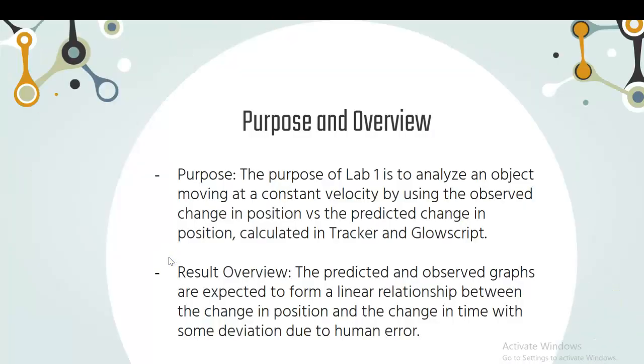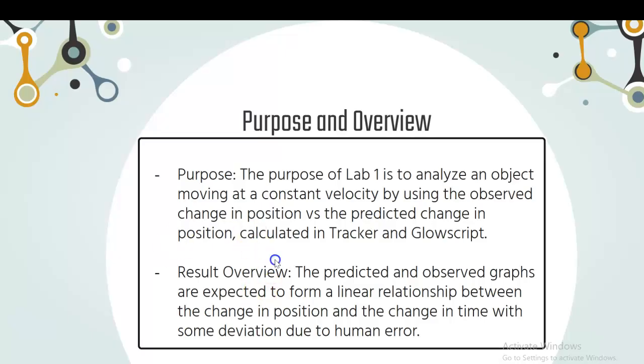The purpose of this lab is to analyze an object moving at a constant velocity by using the observed change in position over time and comparing that with the predicted change in position over time. These results are modeled using a motion modeling software called Tracker and a computational model called GlowScript. The results seen in the predicted and observed results are expected to have linear relationships between the change in position and the change in time. But there is expected to be some deviation in the observed results due to human error and external forces.